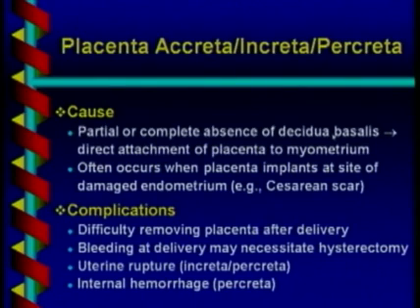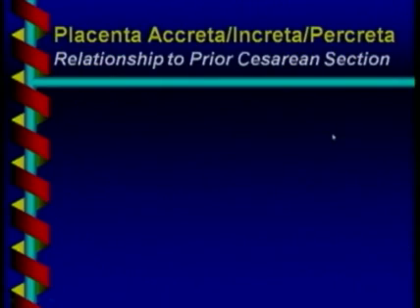There can also be bleeding at delivery, which can be so heavy as to necessitate hysterectomy. Also, with an increta or percreta, that area of the uterine wall is weakened by the placenta growing in, which can lead to uterine rupture, or you can have internal hemorrhage with a percreta.